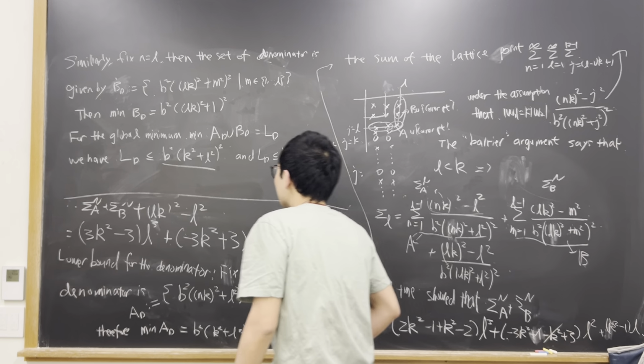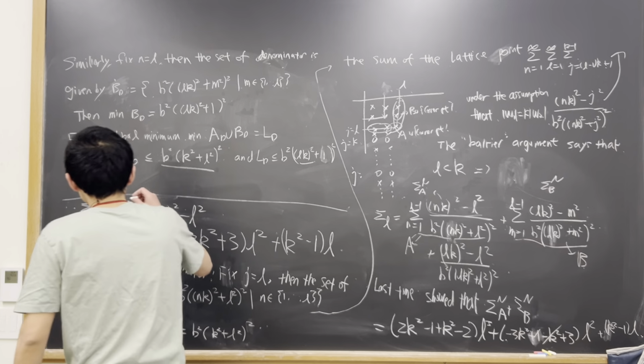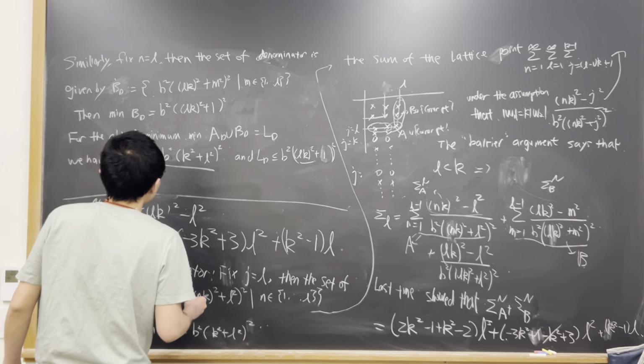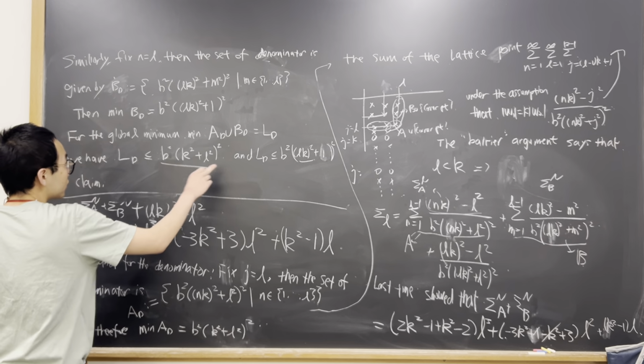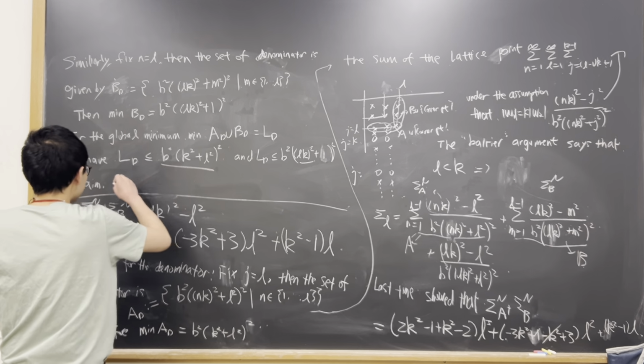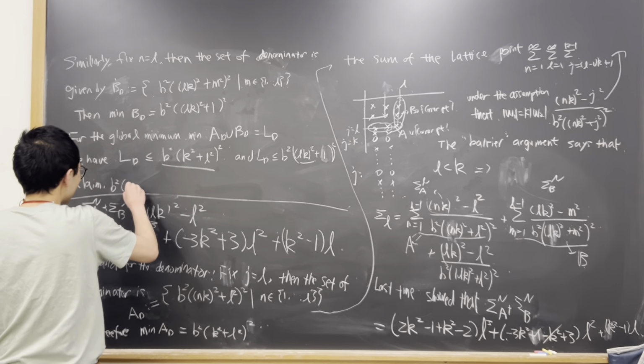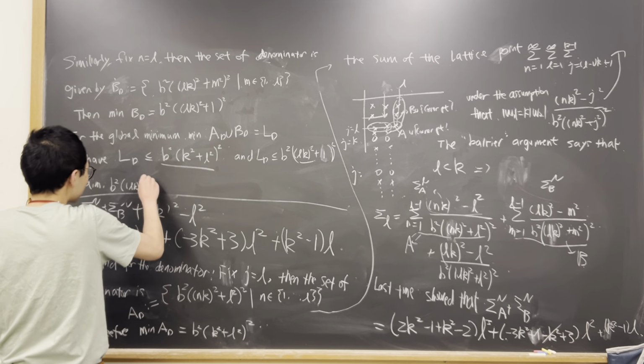And then we claim that this one is the minimum one. So b squared times lk squared plus 1 squared.